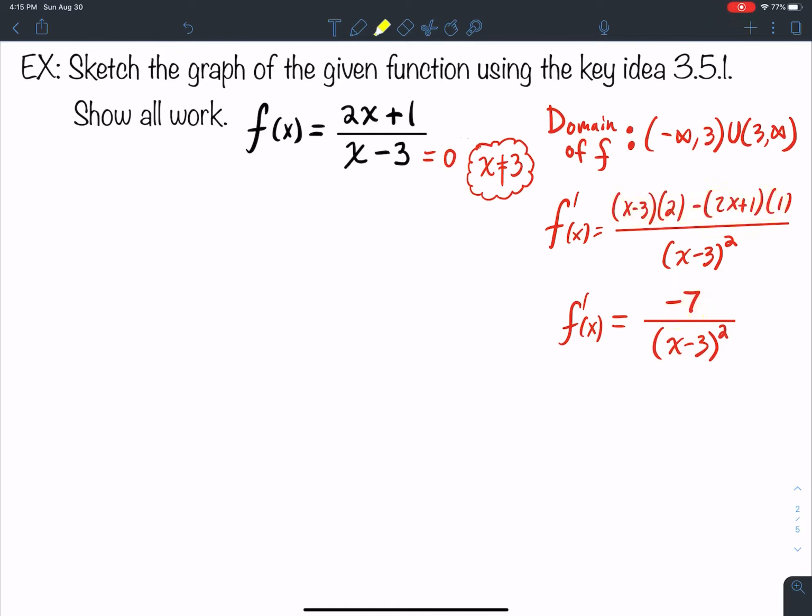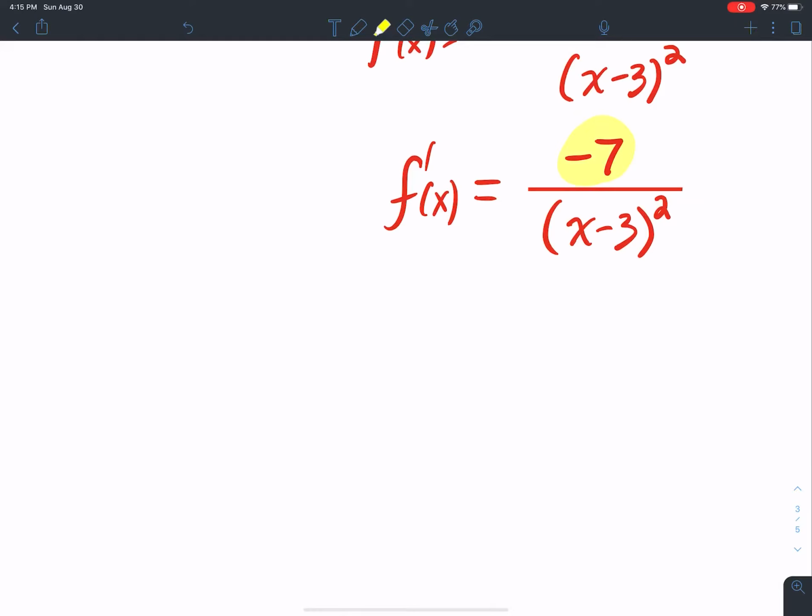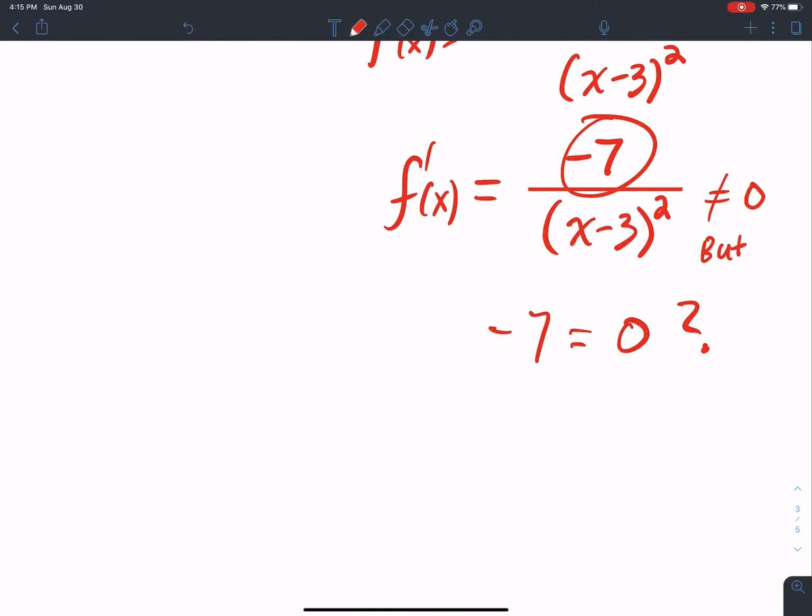Now, when I look at this derivative right here, I say, okay, the only way a derivative can equal 0 for a fraction is if the numerator is 0. Well, when can negative 7 equal 0? This can never happen. That's a contradiction. So I know that f prime of x cannot equal 0.